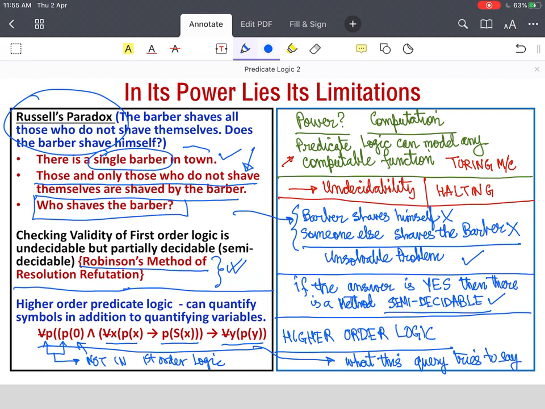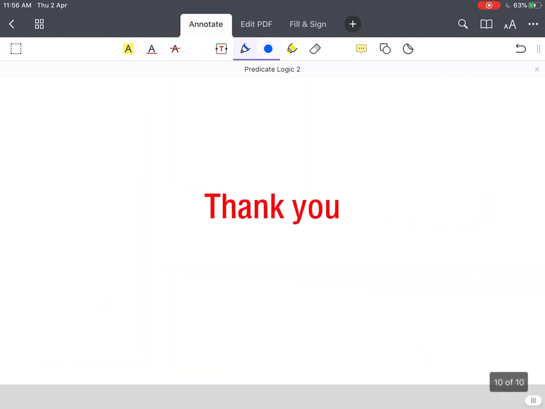This query actually represents one of the most famous theorems in mathematics, a theorem that all of us study, that all of us use. This is a logical representation of the theorem, but that theorem is not applicable in first order logic. It is a very famous theorem, and I will leave it to you to find out which theorem this is.